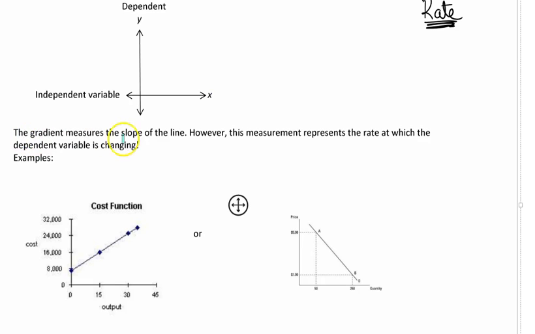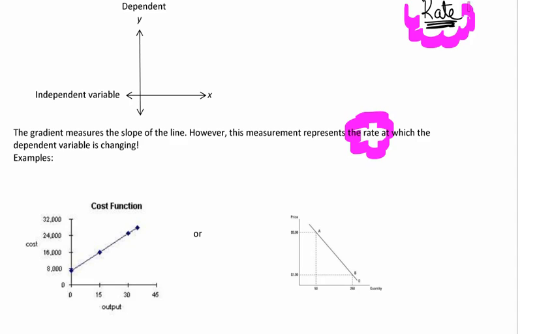You can see here it says the gradient measures the slope of the line. We know that. We've looked at that. That's been the focus for quite a long time, that the gradient is the slope. However, we're moving on. We're developing further our understanding of this value of the gradient that we're able to calculate now. It measures or represents the rate. I can't emphasize that enough. The rate at which the dependent variable is changing. You can see I wrote it here, that gradient is a rate.